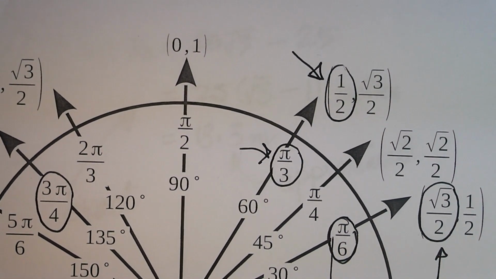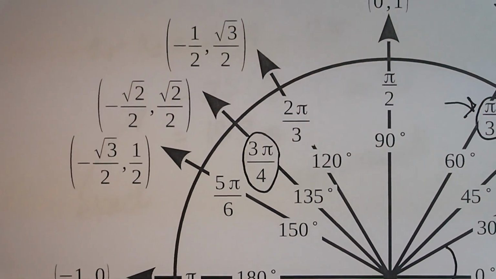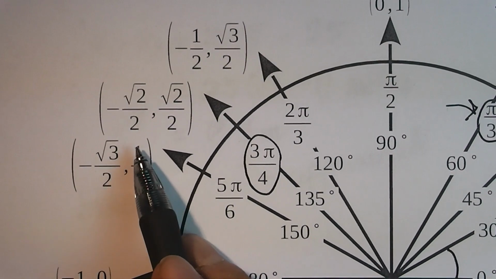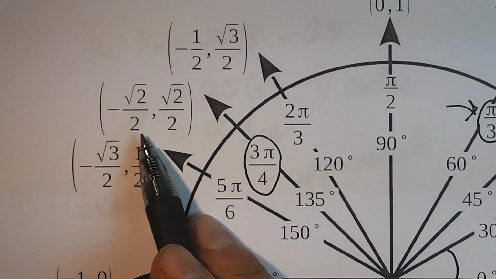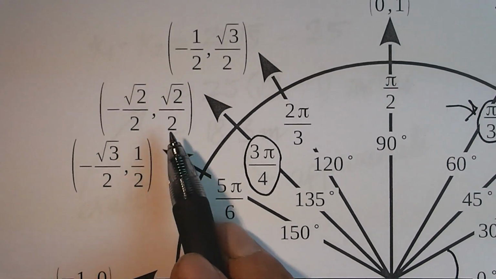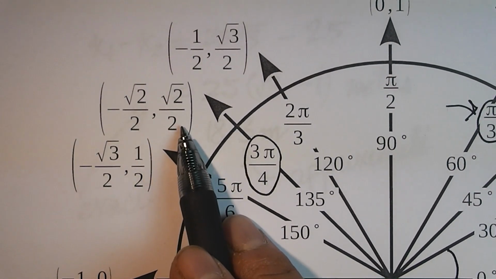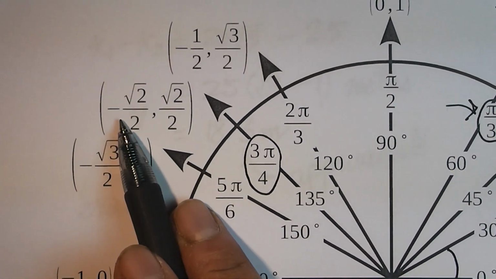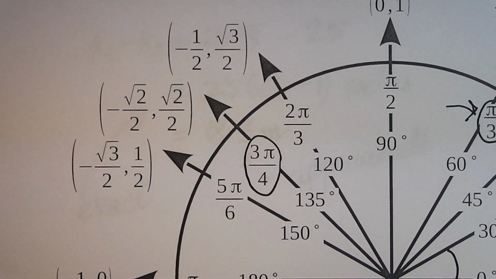Sticking with that notion, the second question asks us for 3 pi over 4. You look at your unit circle there. The cosine of 3 pi over 4 is negative radical 2 over 2. The sine of 3 pi over 4 is radical 2 over 2. So right away you've got two exact values. You've got the sine, you've got the cosine, and then we can use that to find tan and so on. Okay?